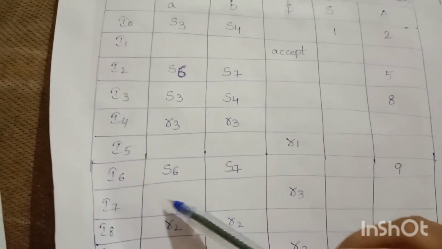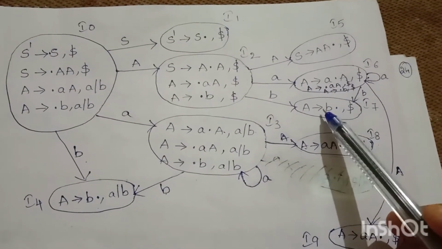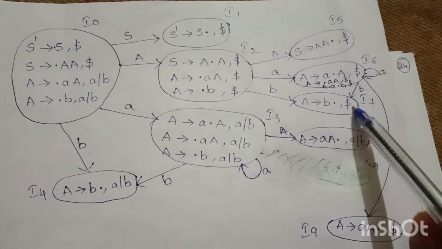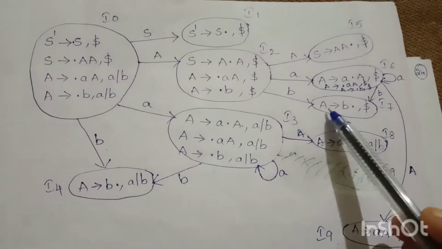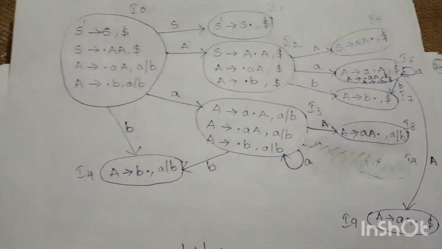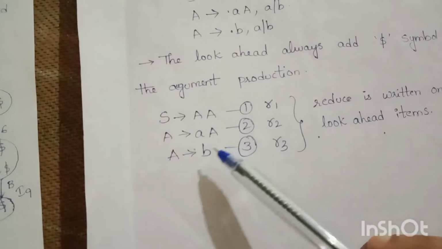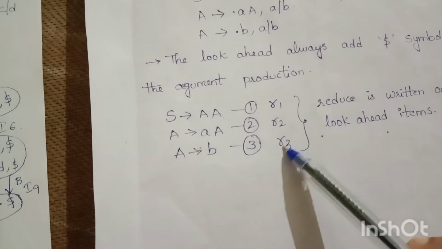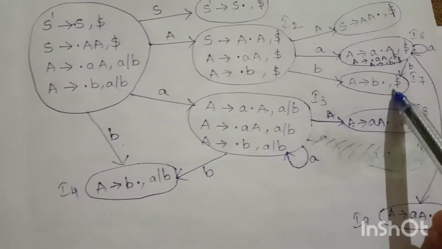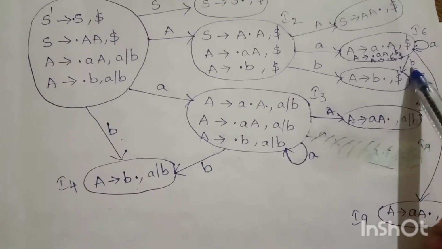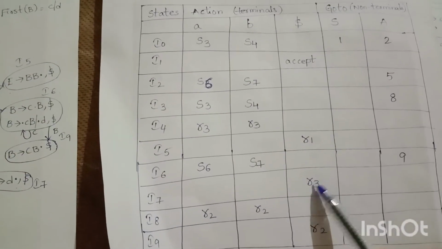Next, coming to state I7. State I7 is not moving to any other state. So it means A tends to B dot. So you need to write reduce here. A tends to B dot, we have written R3. So we need to write reduce 3. Where you need to write the reduce 3? In the look ahead symbol. What is the look ahead symbol here? Dollar. So I7, in place of dollar, you need to write reduce 3.